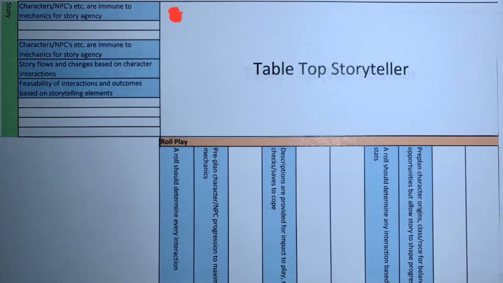Now, you may be a tabletop storyteller but land in different sections on this grid, so be aware of where you land. If you don't want to interact, you just want the dice to determine everything, but you want complete immunity to mechanics for the story to proceed, you'd be in that upper left-hand corner, because the rolling of the dice is the most important thing.